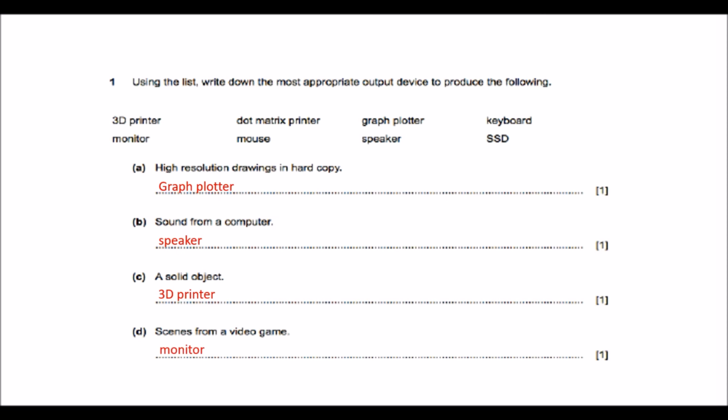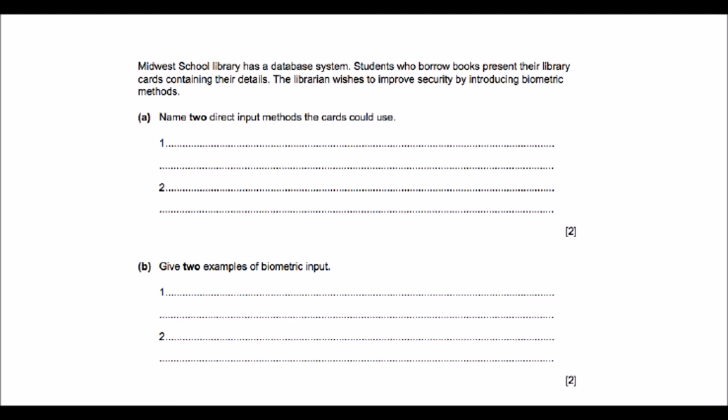So take note and make sure you write it correctly, because you are given the option. You don't have any reason not to spell it correctly. You are given the option already, so make sure you write it correctly. Now this one says name 2 direct input methods the card could use.